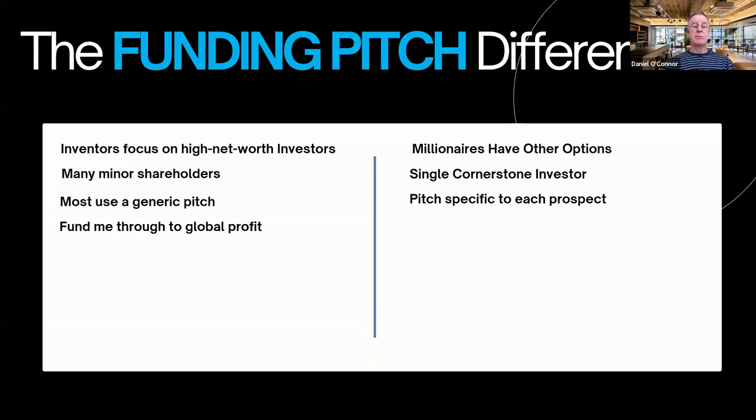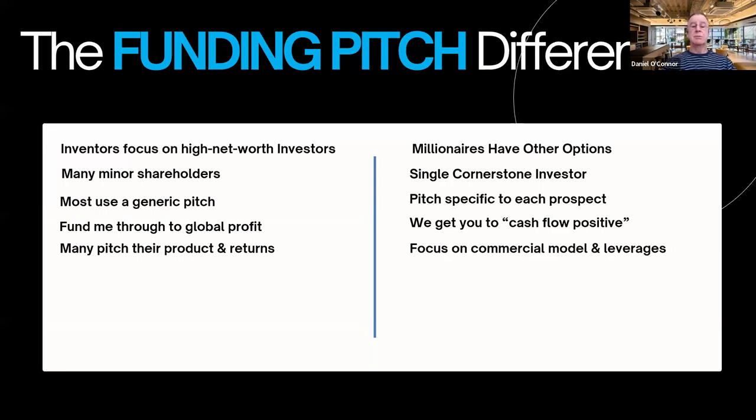Most inventors want to be funded all the way through to global profit. We want to get you to cash flow positive because then the project itself can start generating enough cash to get you to pre-scale. Many inventors pitch their products and then their returns, and that's what they focus on. We don't. We focus on commercial model and leverages. I'll explain what they are in a while.